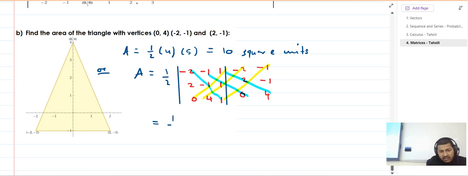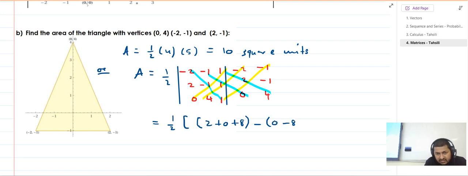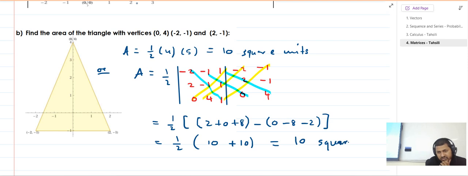Now let's solve. Half into, make sure you use double brackets and stuff. You don't have to use a square bracket, you can use a round bracket. So -2 times -1 is 2. That's 0. That's plus 8. Subtract 0, -8, and this is 1 times 2 times -1, that's -2. So I've got half into 2 plus 8 is 10, minus minus 10, so plus 10. Nice, so you already got 10 square units. No need to take absolute value. Square units.